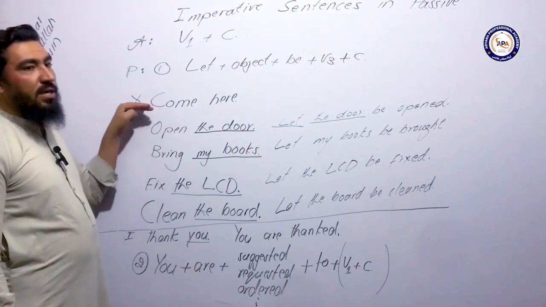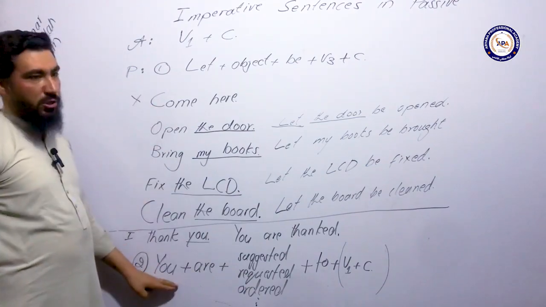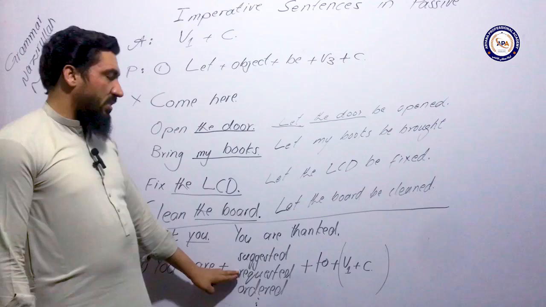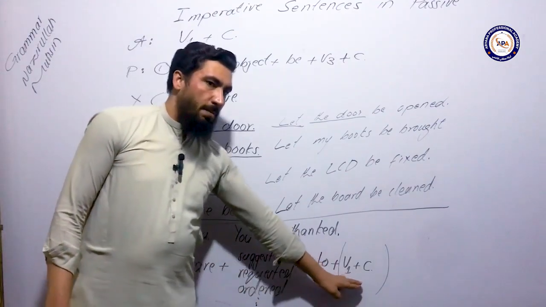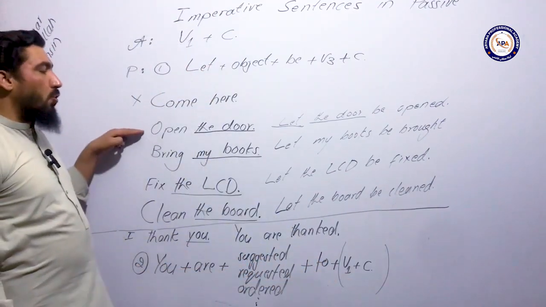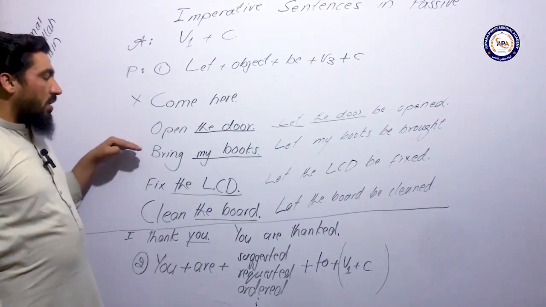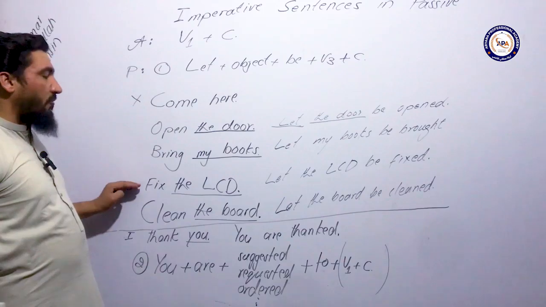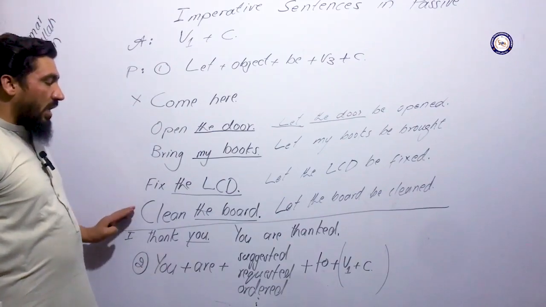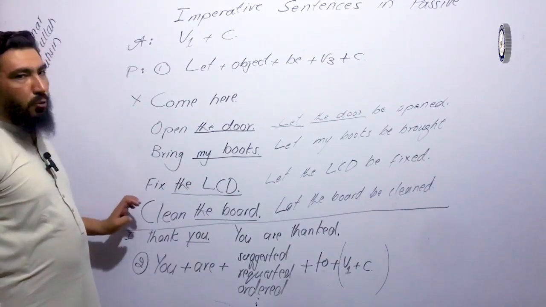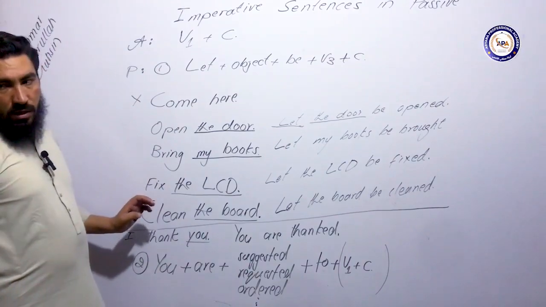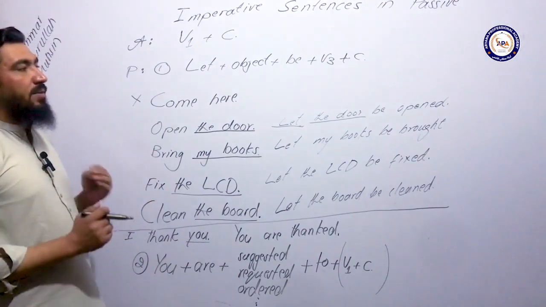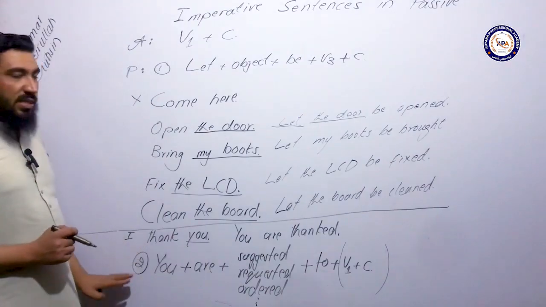For example, come here can also be changed into passive in this structure. You are requested to come here. You are suggested to open the door. You are suggested to bring my books. You are requested to fix the LCD, and you are ordered to clean the board. Then we can change any kind of imperative sentence into passive while using this structure.